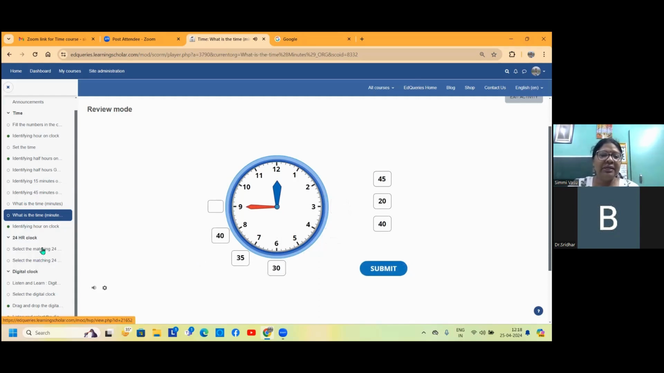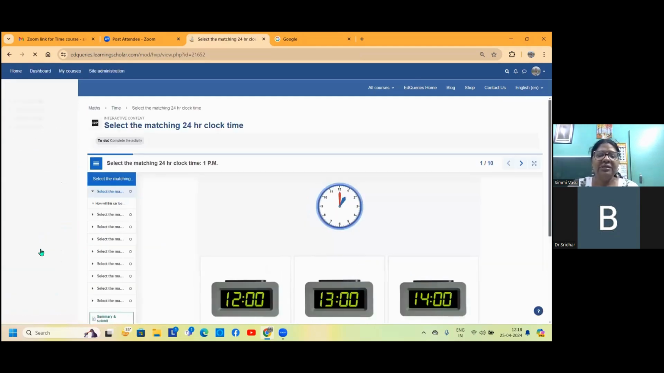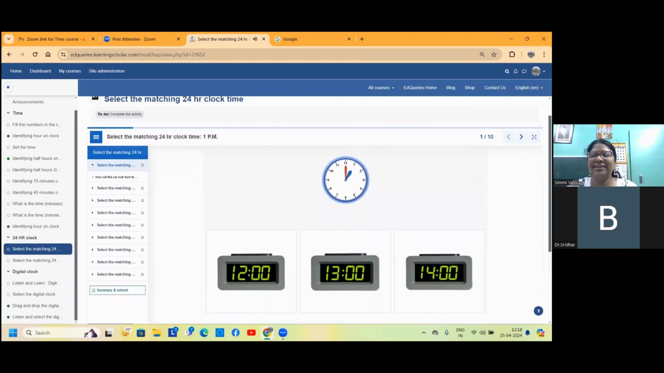Now similarly, I'm not going into the hour clock. We've done that. Select the matching 24 hours clock time, 1 p.m. I am personally a little challenged with the 24-hour clock. I still need to count on my fingers to identify. But we know the airlines and the railway timetable follow a 24-hour clock. So that's another challenge, how to teach that, especially when I'm homeschooling Karthik. But this is an important concept and needs to be taught to the children and practiced also. So 1 o'clock is easy. It's 13, after 12.